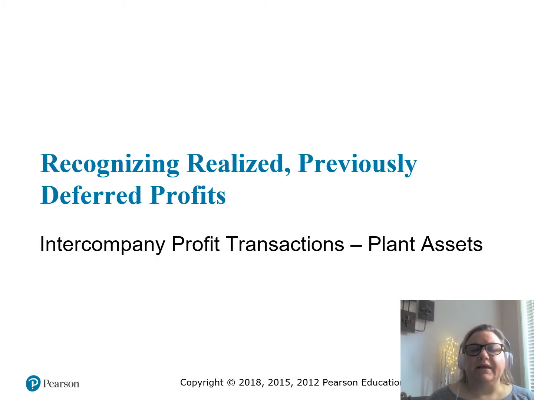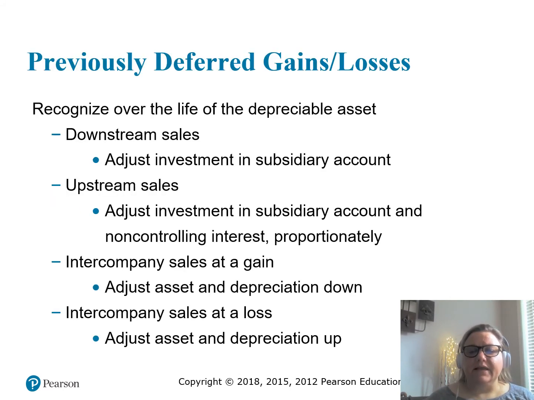Okay, so now let's look at recognizing realized and previously deferred profits on the plant asset. We've previously deferred it, we're leaving it out there for a little while, and now let's see what it looks like when we recognize it. If you have a previously deferred gain or loss, you're going to recognize it over the life of the depreciable asset, and there's a difference between the upstream and the downstream sales. For downstream, you'll just make the adjustment within the investment account. For upstream, you're going to adjust it in the subsidiary account, and you also have to remember that there's a non-controlling interest involved.